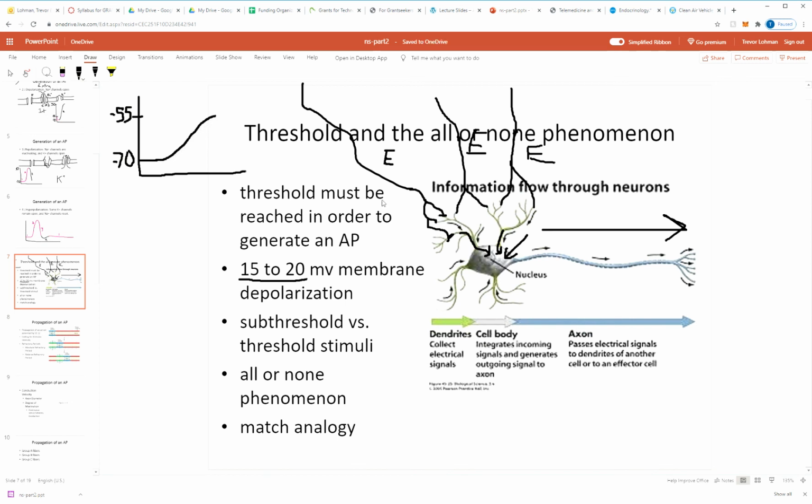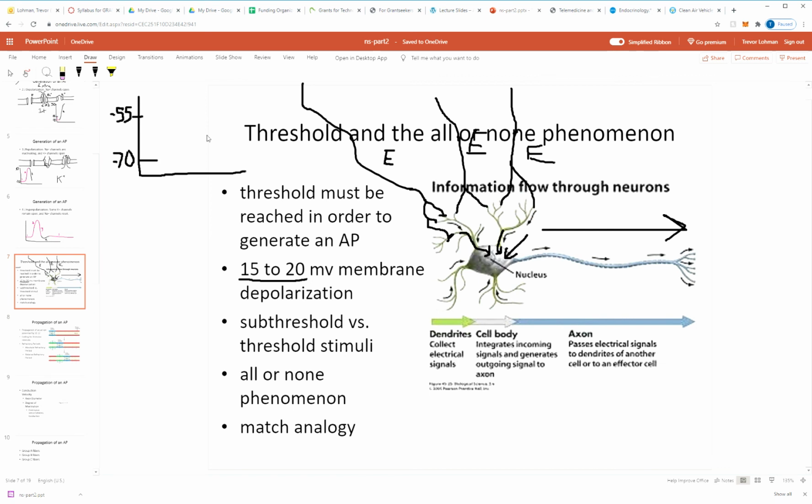And what happens when we hit threshold in the axon hillock? We get depolarization. And I don't have enough room to draw it. To go all the way up to 30, and then it would repolarize, hyperpolarize, and then come back down to rest. Okay, we would shoot an action potential down the axon. That would be a threshold stimulus.